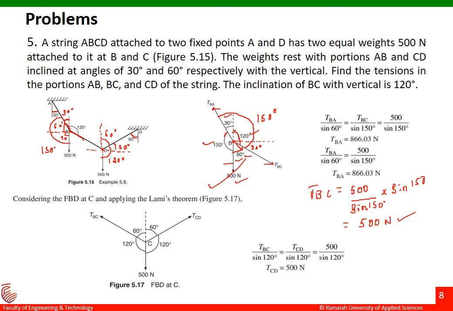Fine, and then I'll draw a line like this. Okay, so the angle between TCD and then 500 Newton is 120 degrees here. Let us find out the angle made by TBC and then TCD. Okay, so we have to get the answer for this here.